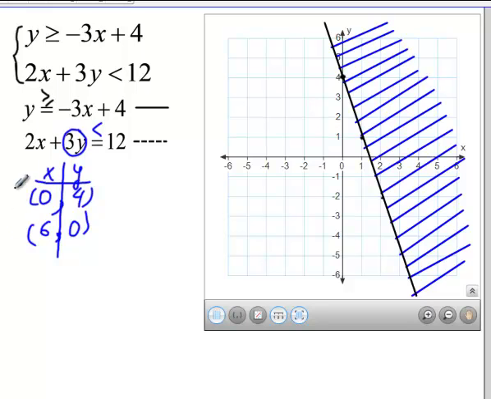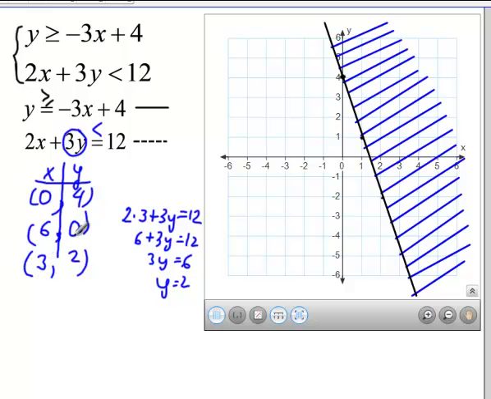So for example, let's make x equal 3, and solve for y. What is going to be the value of y? So let's plug it in. 2 times 3 plus 3y must be equal to 12. So 2 times 3 is 6. 6 plus 3y equals 12. And minus 6 from both sides, 3y equals 6, or y equals 2. So here we have another point.